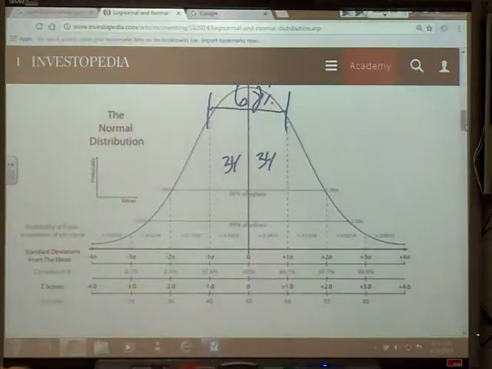Everybody good on that? Filling this stuff in on your drawings? I didn't hear what you said. We're going to keep going and keep filling it in.